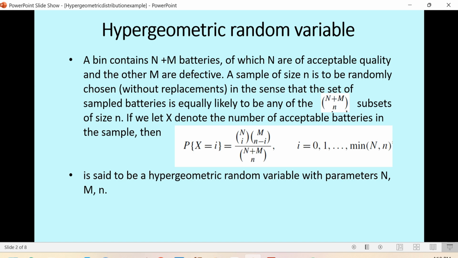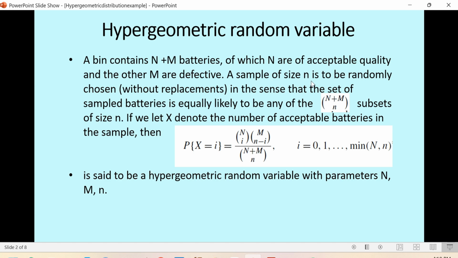For example, we have a total of N plus M batteries. Here we define N as acceptable quality and M as not acceptable, or defective. So this is like a binary case. Now we choose n, with a small letter, and this number n is less than N plus M.